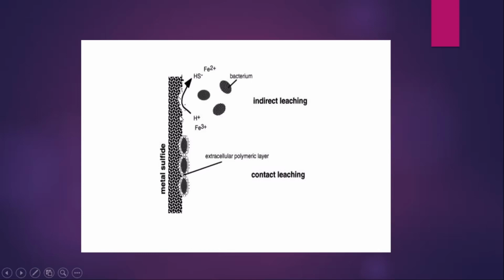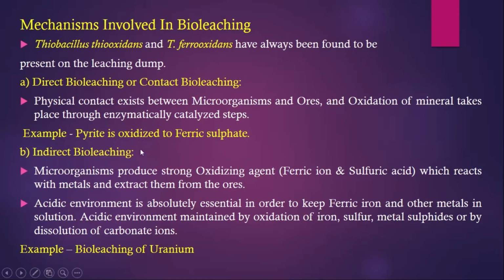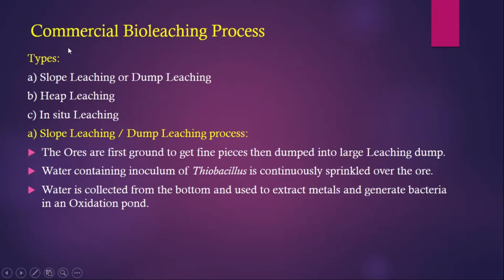Whereas in indirect bioleaching process, there is no physical contact between the bacteria and the metals, but these bacteria produce strong oxidizing agents which react with minerals and extract them from ores. An example for direct bioleaching process is pyrite being oxidized to ferric sulfate. An example for indirect bioleaching process is bioleaching of uranium. There are three types of commercial bioleaching process. Let us see one by one: slope leaching or dump leaching, heap leaching and in situ leaching.